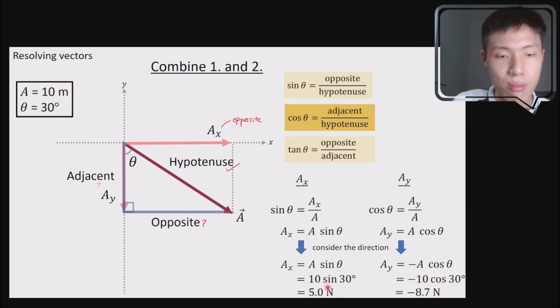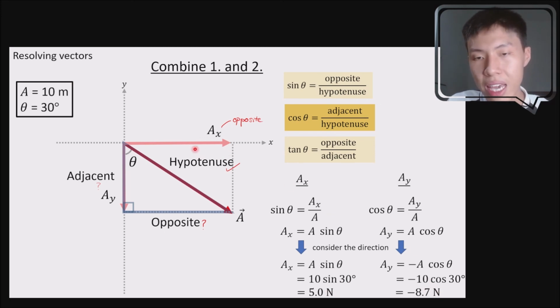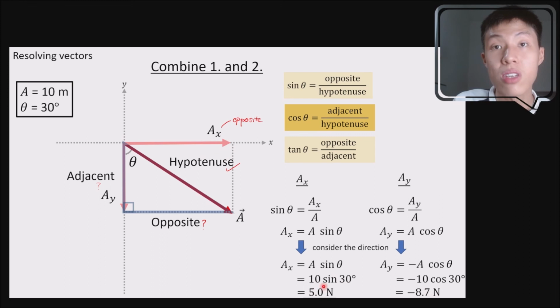Okay, take note, meter. So AX here is pointing to the right, thus the value is positive. AY here is pointing downwards, therefore it's a negative value. So always double check once you get your components, is it in the right sign? Okay, I didn't double check the unit, that's my fault.